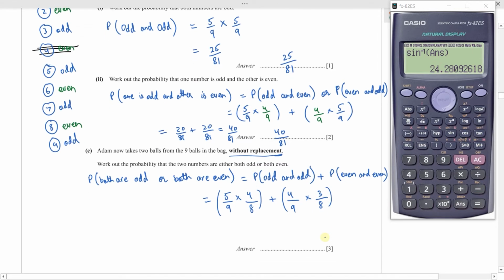So now we need to calculate this. This will be 20 over 72 plus 12 over 72, so this will be 32 over 72. And I can divide both the numerator and denominator by 8. 8 times 4 is 32, 8 times 9 is 72. So your answer is 4 over 9. So this is your probability that you pick 2 balls without replacement and you get either both odd numbers or both even numbers on the 2 balls that you picked.